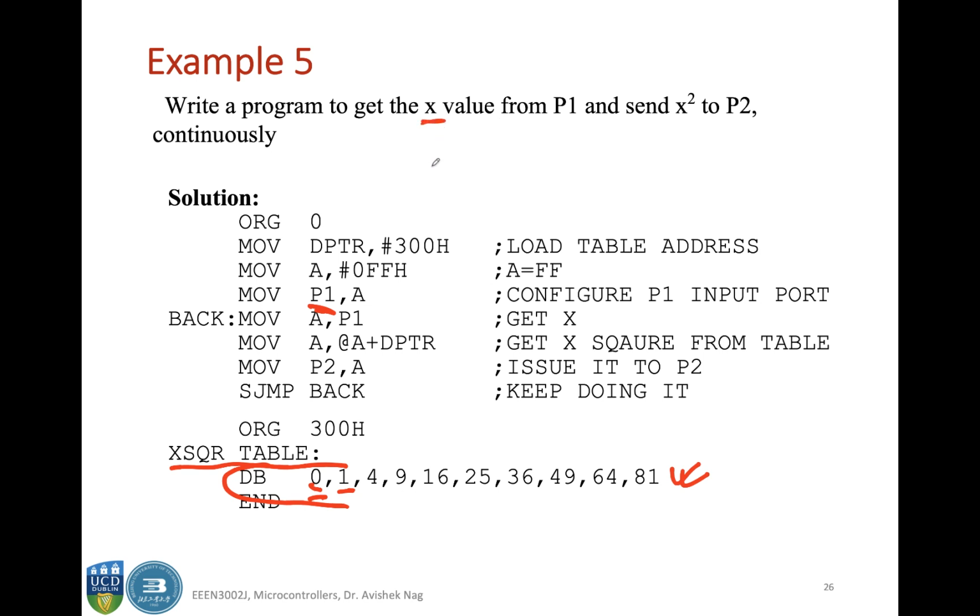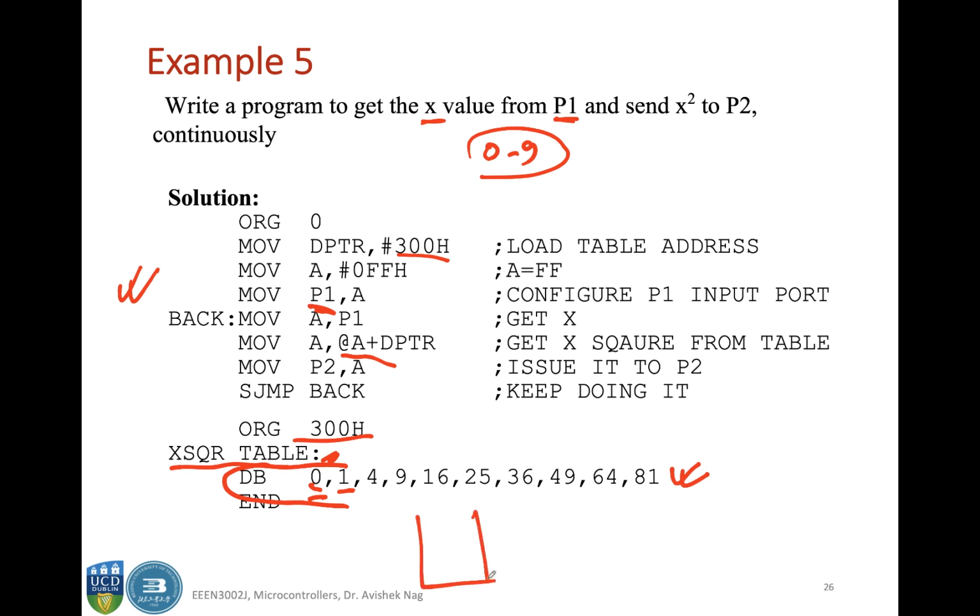So we are assuming here in this example that we can only have the numbers 0 to 9 in P1, okay. But this can be more generalized, so this code is not so general. But just to focus on the application of your indexed addressing mode, I am showing this. So let's say you are initializing your DPTR with 300H. So 300H is the starting address of this x squared table, okay. So the x squared table starts from 300H.